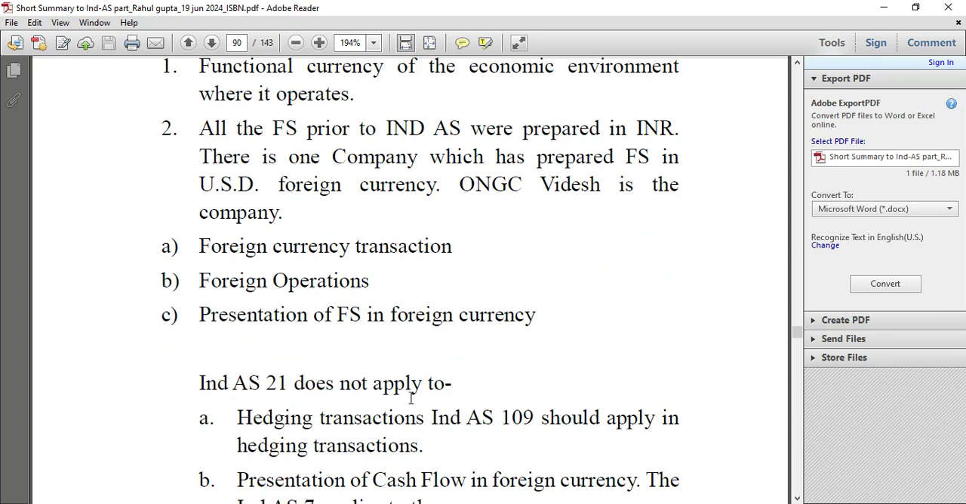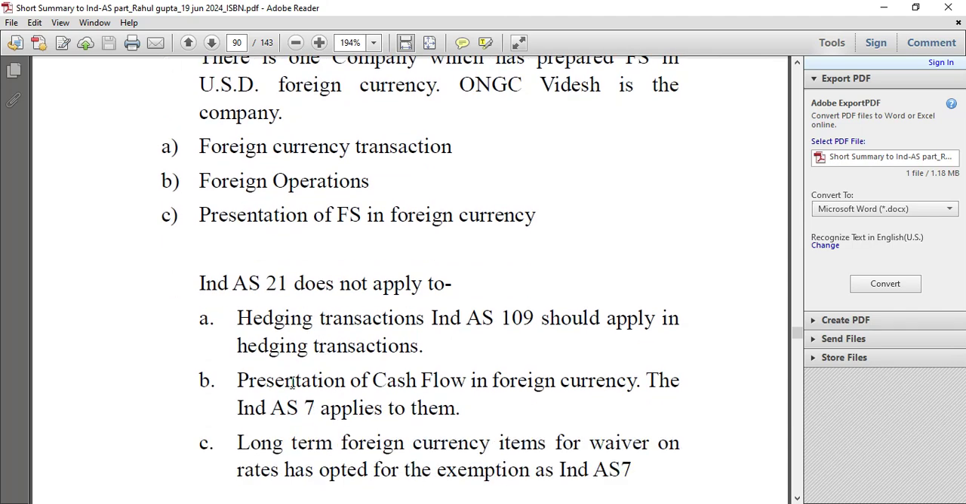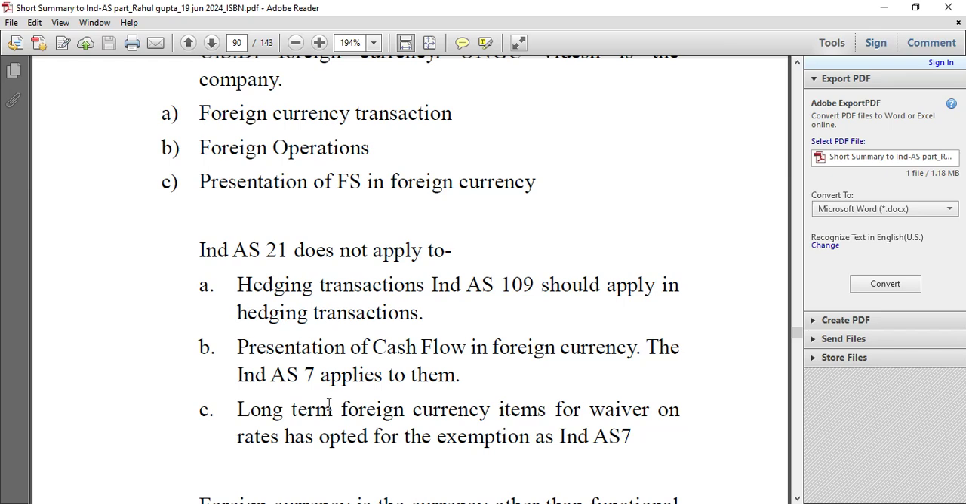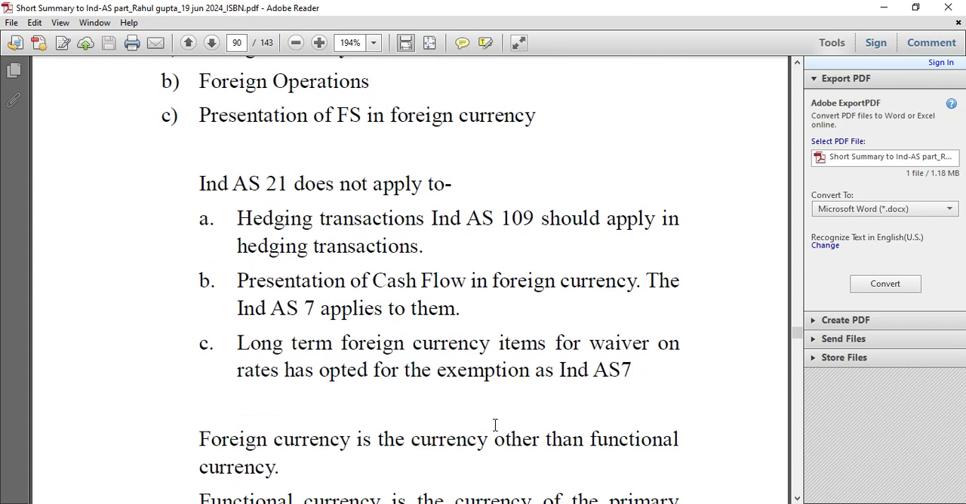Ind-AS 21 does not apply to hedging transactions, where Ind-AS 109 should apply on hedging transactions. Presentation of cash flow in foreign currency, the Ind-AS 7 applies to them. Long-term foreign currency items for waiver of rates that adopted exemption under Ind-AS 7.